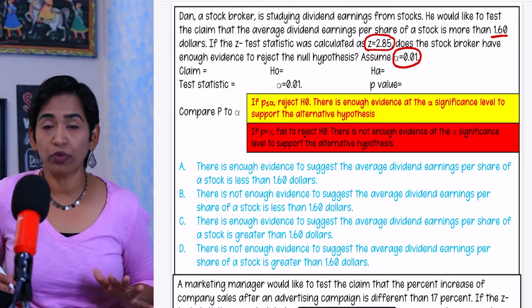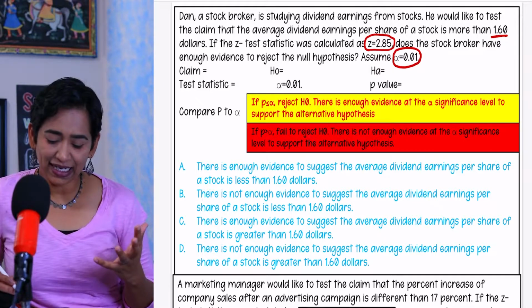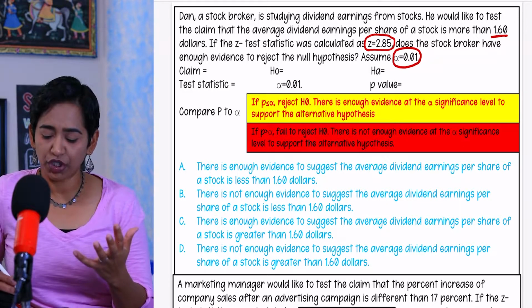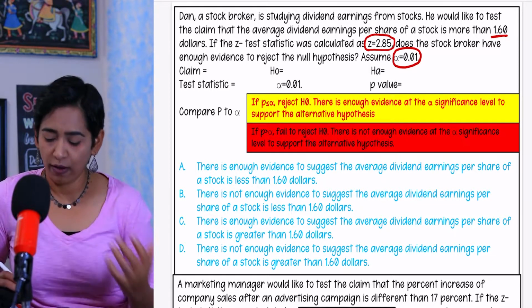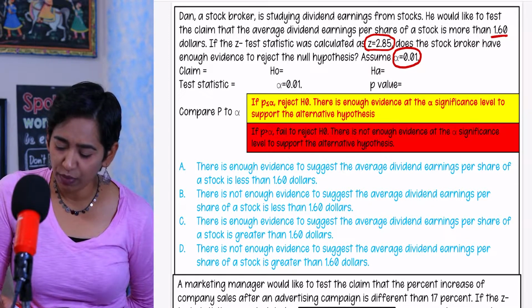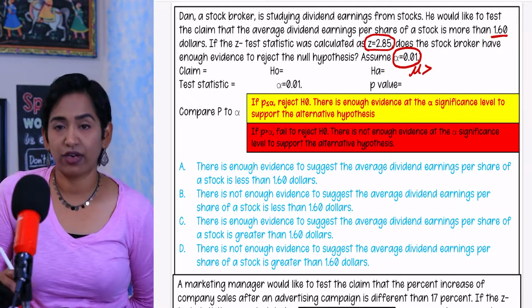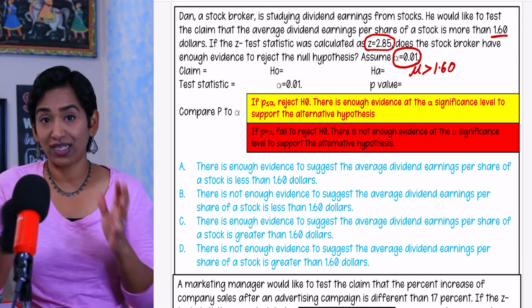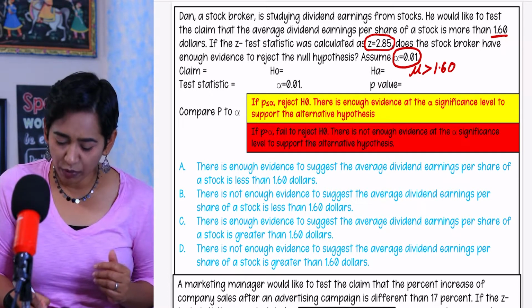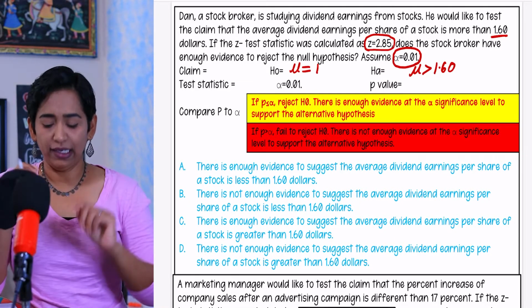Again, sometimes you don't have to write your claim. I'm going to start with my H naught and HA. So what is he saying? He would like to test the claim the average dividend earning per share is more. So average is mu. So mu is greater than 1.60. That's my alternative because it's greater than. Remember what my null is? Simple, always equal to, blindly.